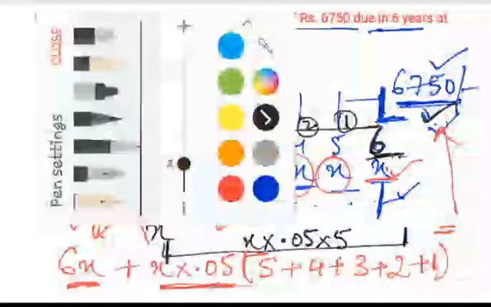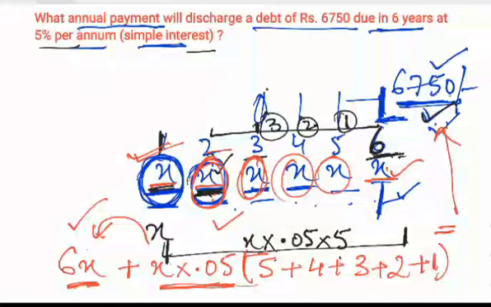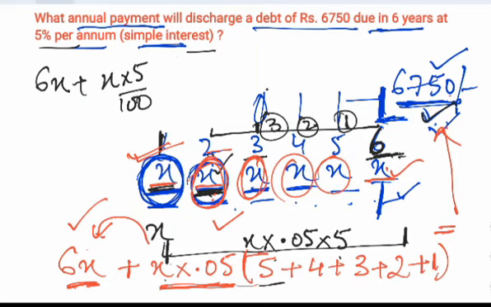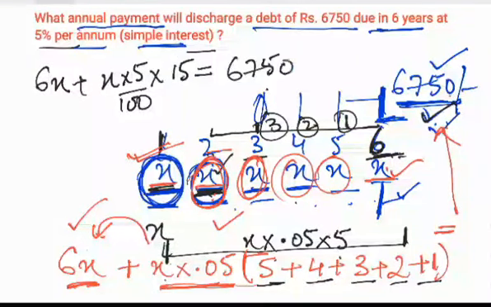So it will be equal to 6x plus x into 0.05, or we can say x into 5 upon 100 into 5 plus 4 plus 3 plus 2 plus 1, that is 15. It will come out to be 15, equal to 6750. Now we have to solve it for x. So we'll get the payment.